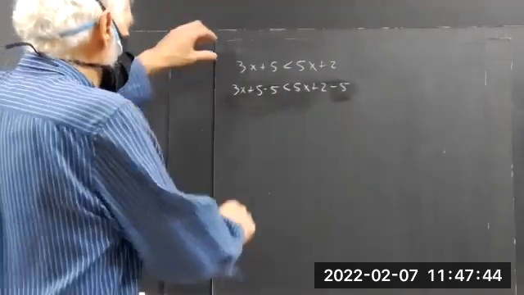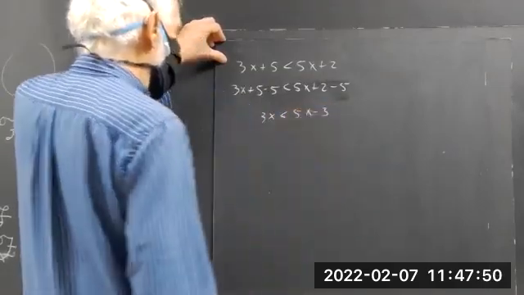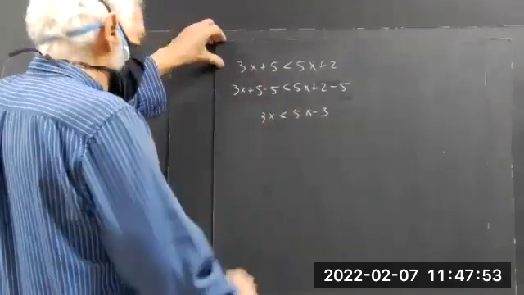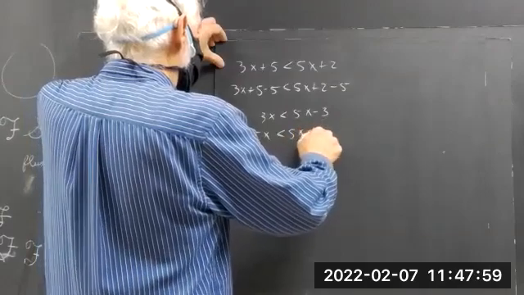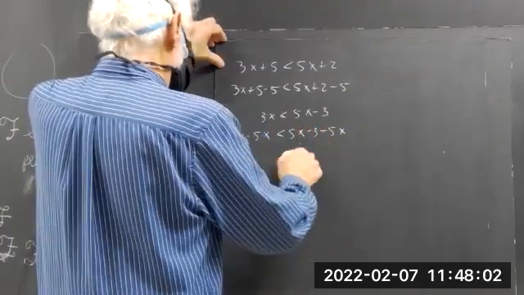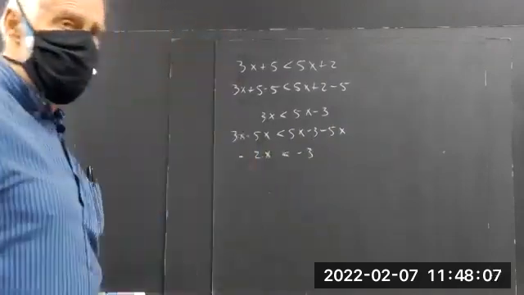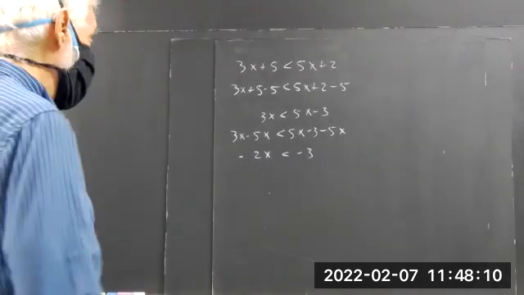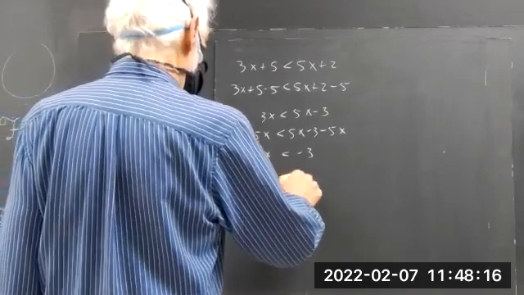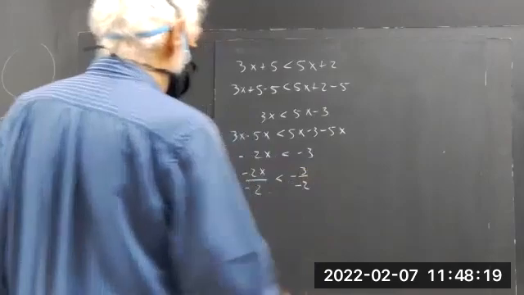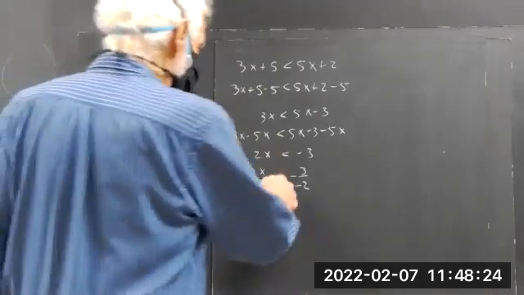This will. So you end up with 3x less than 5x minus 3. Then you subtract 5x from both sides. And you end up with negative 3 over here, and you end up with negative 2x over here. Then you divide by negative 2. What's wrong with that? Yeah, we've got to switch that inequality.